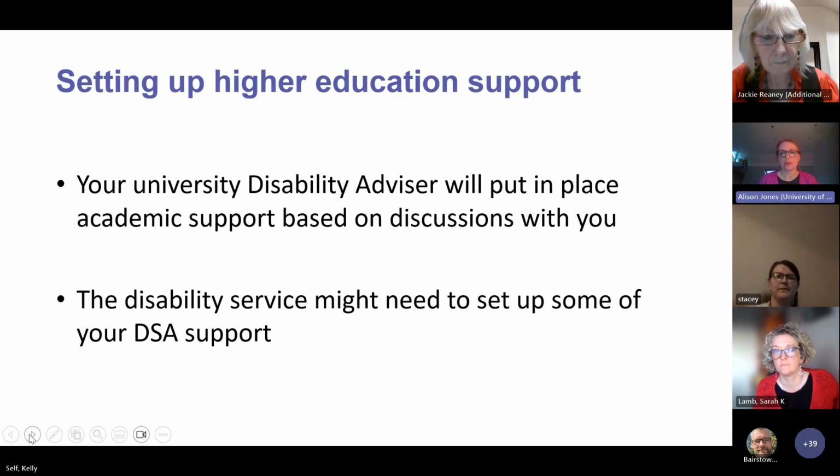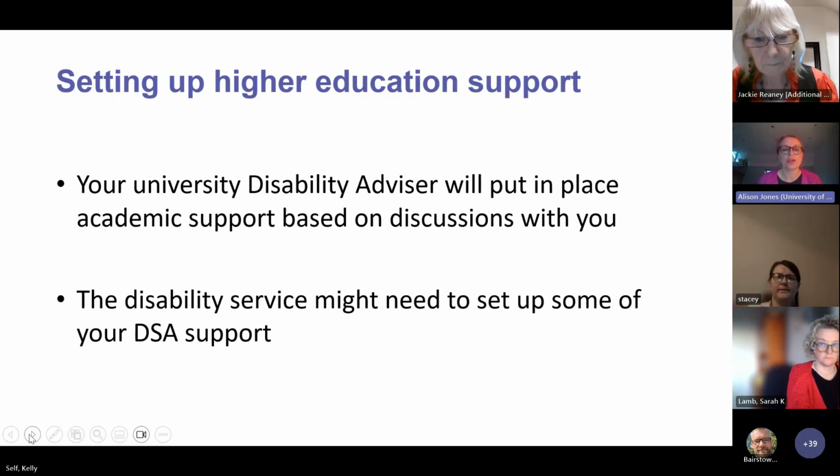So support isn't put in place automatically, so it's really important that, ideally at the applicant stage, or at the stage of a student arriving at university, they get in contact with the disability service so that they can have a discussion with the advisor to determine what support can be put in place through the service.